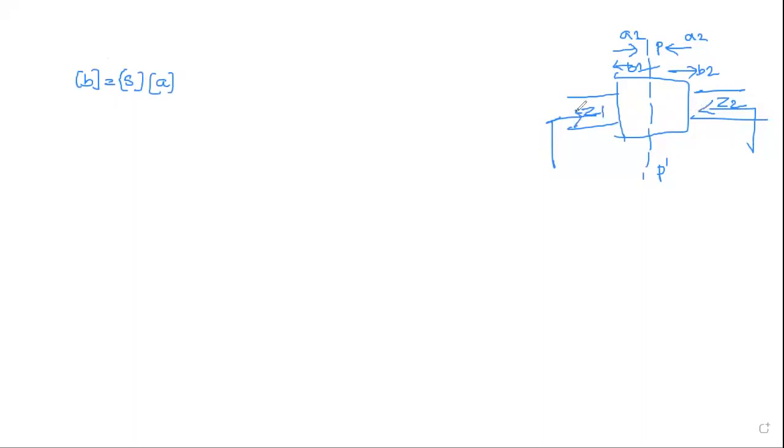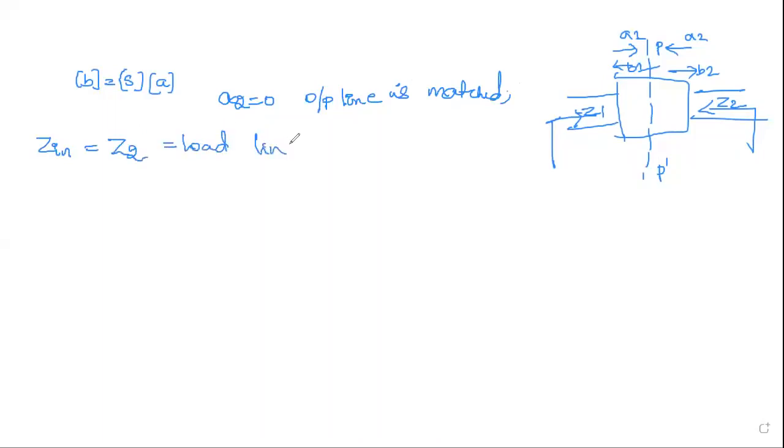Now you have to assume that the output line, because we can only consider one equation at a time, so first we will consider that the output line is matched, which means port 2 is considered to be the output. If it is matched, your A2 is 0, which means that the output line is matched. So A2 will be 0. And the input impedance, that is Z in, at the junction, for Z2 we are considering, is also equal to the load of line Z1.